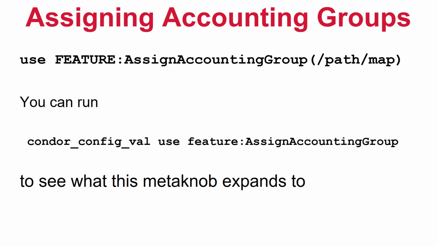Many times, administrators do not trust their users to opt into getting their accounting groups. Or maybe you're worried about typos. HTCondor can now automatically assign accounting groups to submitters based on regular expressions in a map file. All you need to do is to set in the negotiator's config file the use feature AssignAccountingGroup and pass it as a parameter a path to a map file.